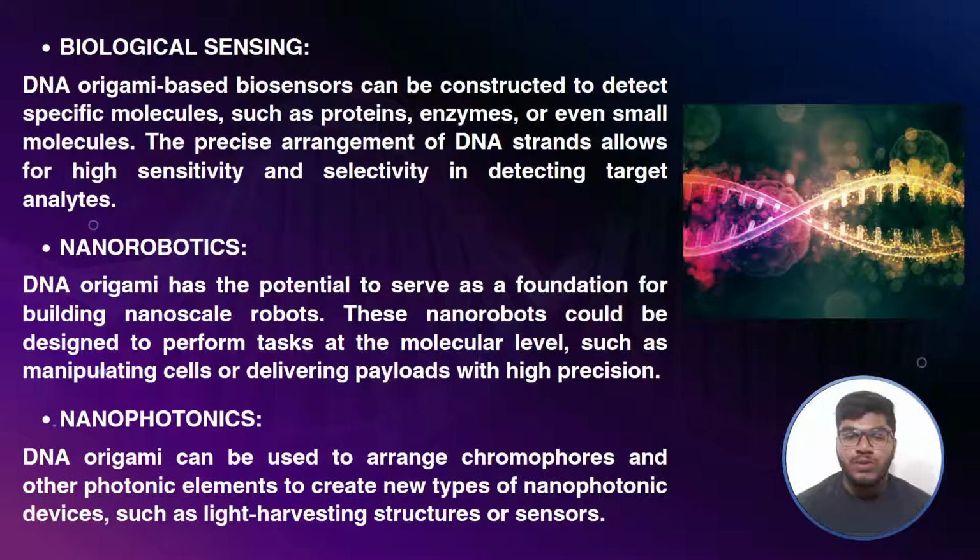These nanorobots could be designed to perform tasks at the molecular level, such as manipulating cells or delivering payloads with higher precision. The next is nanophotonics. DNA origami can be used to arrange chromophores and other photonic elements to create new types of nanophotonic devices such as light harvesting structures or sensors. These are some of the applications of DNA origami.